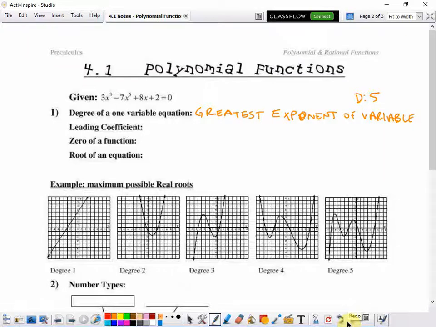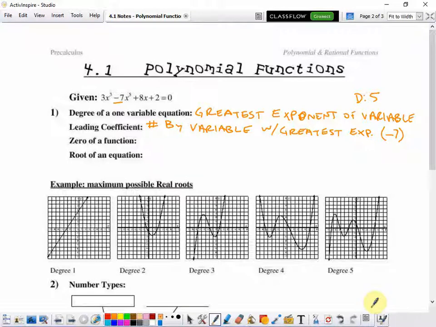The leading coefficient: the coefficient is just a number multiplied by the variable, so it is the number by the variable with the greatest exponent. In this case, that number is -7. So the leading coefficient here is -7.